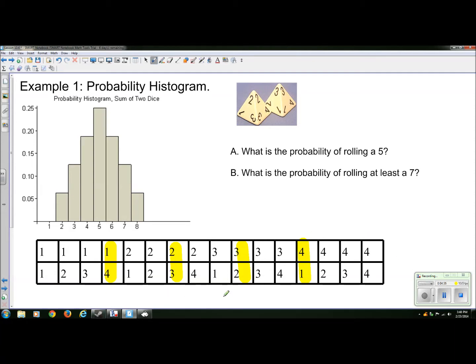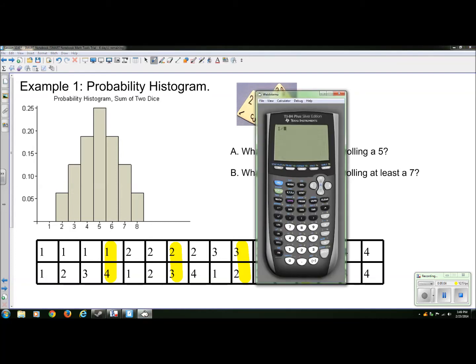So, what's the probability of rolling a 5? Well, there's 16 possibilities. They're all equally likely. And 4 of them roll a 5. So that must mean there's 4 out of 16 ways to roll a 5. And 4 out of 16 is 1/4. And if you put 1/4 into your calculator and turn it into a decimal, you get 0.25.